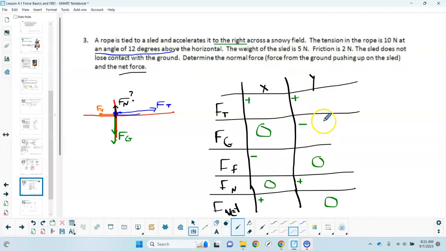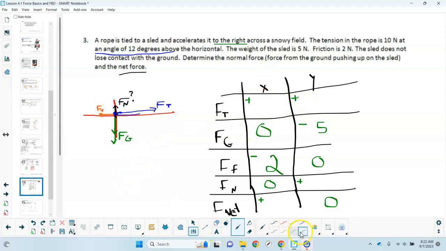So it says gravity or weight is 5, so I can put that number in. Friction is 2, so I can put that number in. And then the other boxes are what I don't know. So the tension actually tells you a lot of the values that you need. It just doesn't give you the x and y components.